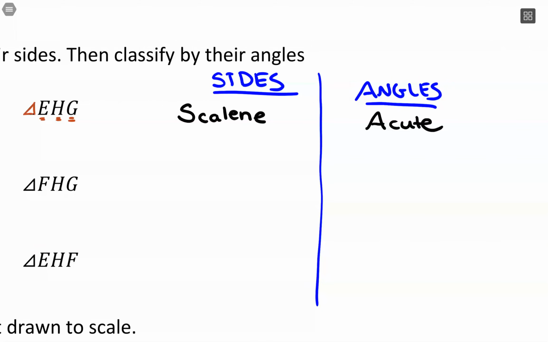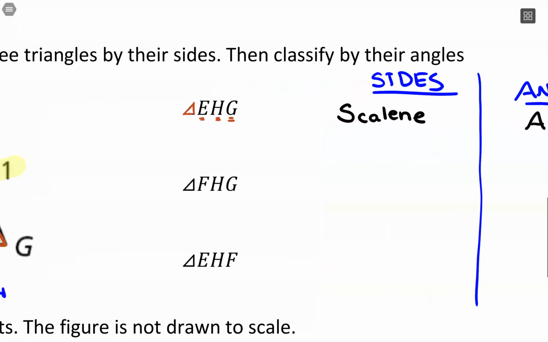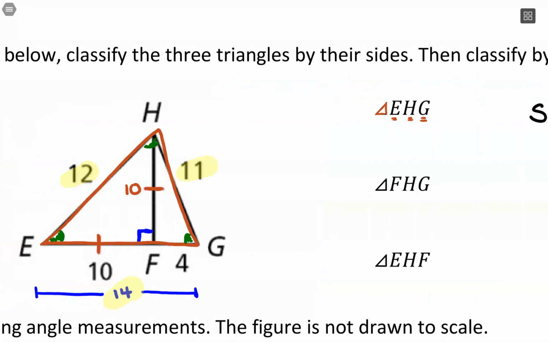So that would be how we define EHG: scalene and acute. All right, let's look at triangle FHG. Let me just clear out some of the pieces that I drew there. So I'm going to connect F, H, and G, and I'm going to have this small triangle over here.